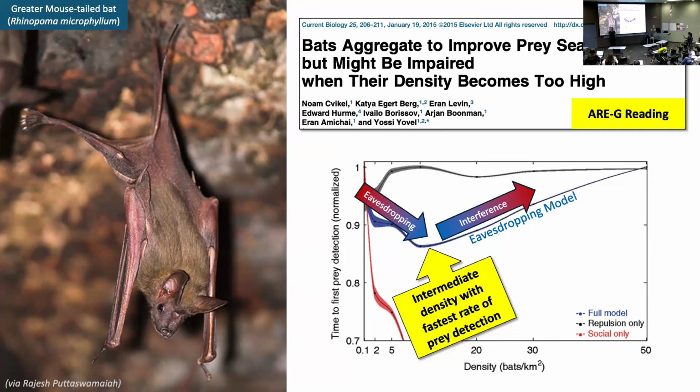Well, in the social sense, we often see a similar balance between the gains of joining a group and the costs of joining a group. And so that's what we're seeing here: the gains of joining are strongest here, the losses of joining are strongest here. And so there's this optimal point where if you can get into a group of this size or of some intermediate size, then you're going to find prey much more quickly. It's like a distributed sensor network.